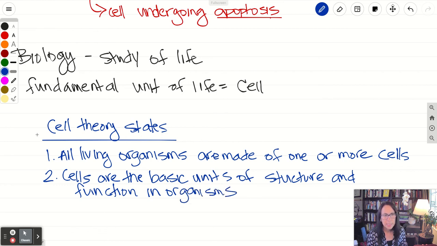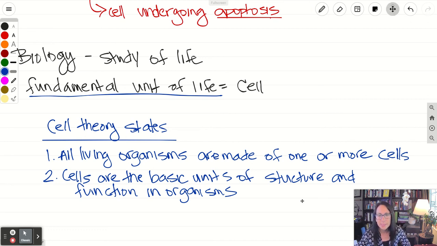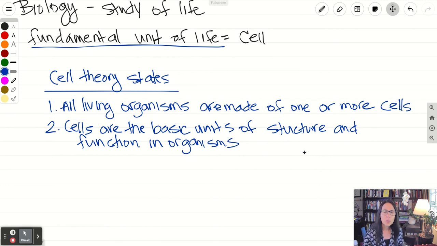Up here, when I said the fundamental unit of life is the cell, that's basically the same thing, meaning that your cells are what make you you. It is why you look the way you look, and it is why you do the things you do. Okay. And the last point is that cells can only come from pre-existing cells. So they just can't come out of nowhere. They can only come from pre-existing cells.